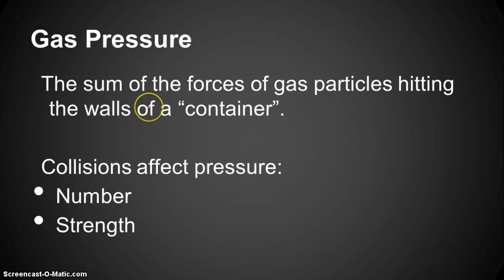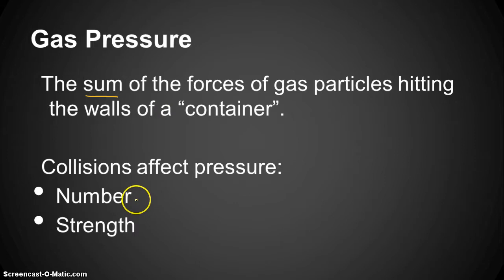It turns out that the gas particles are constantly moving. We learned in our lesson on gas properties that the kinetic molecular theory tells us that gas particles are constantly moving in rapid random motion. And because of that, those particles are going to eventually crash into the walls of their container. When they crash into the walls of their container, it puts a force on the container. If we add up all those forces, that is what gas pressure is. So gas pressure is the sum of all the forces of the gas particles hitting the walls of their container.